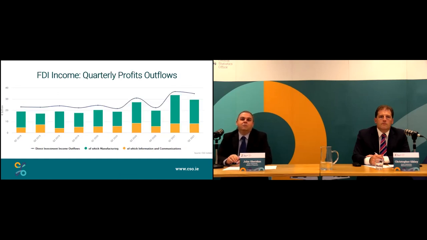Looking at the split out by sector of these quarterly profits outflows, we can see that quarter on quarter, we have a decrease in the manufacturing sector, which is down 4.2 billion, while the information communication sector remains fairly flat, up 112 million. But when we look at the year-on-year comparison, they are both up, with manufacturing up 8.1 billion on the same quarter last year, and information and communication up 2.4 billion on the same quarter last year.